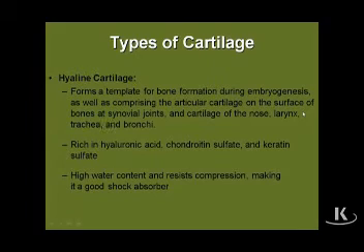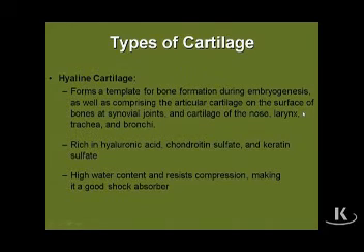There are three fundamentally different types of cartilage. The most widely distributed kind of cartilage is hyaline cartilage. Hyaline cartilage is important because, among other things, it forms a template for endochondral bone formation during embryogenesis, as well as forming the articular cartilage on the surface of all bones in synovial joints. And in addition, it forms the flexible cartilages of the nose, the larynx, the trachea, and the bronchi.